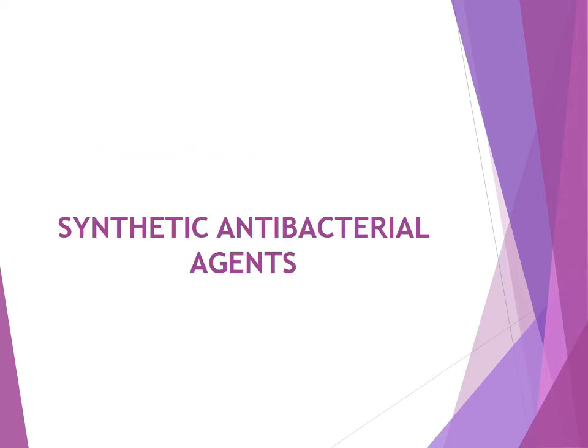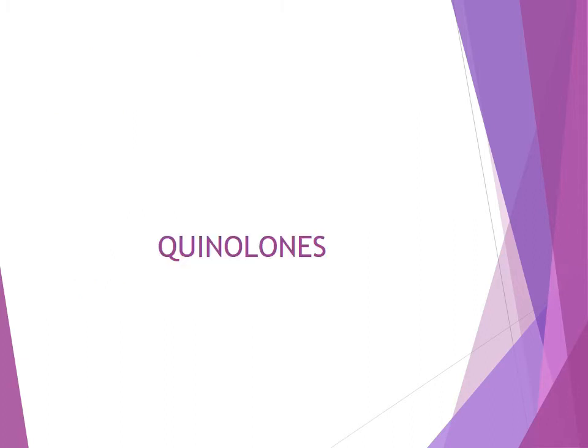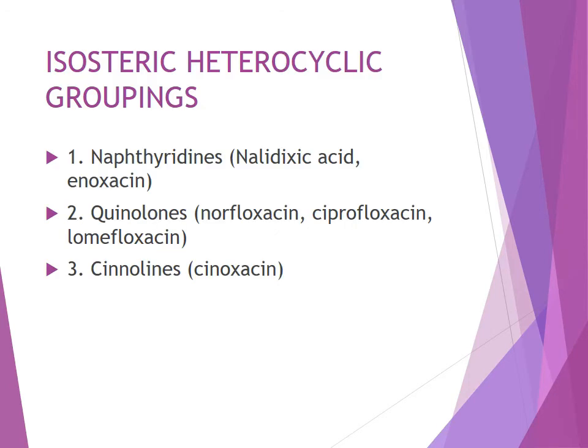Synthetic antibacterial agents, you have your quinolones, nitrofurans, methenamine, urinary analgesics, and your anti-tuberculosis agents. First one, we have your quinolones. So our quinolones are categorized based on their isosteric heterocyclic rings. So first group, we have your naphthyridines, which includes now your nalidixic acid and enoxacin. We also have your quinolones, such as your norfloxacin, ciprofloxacin, and lomefloxacin. Then last, we have your cinnolines. Under that, we have your cinoxacin.